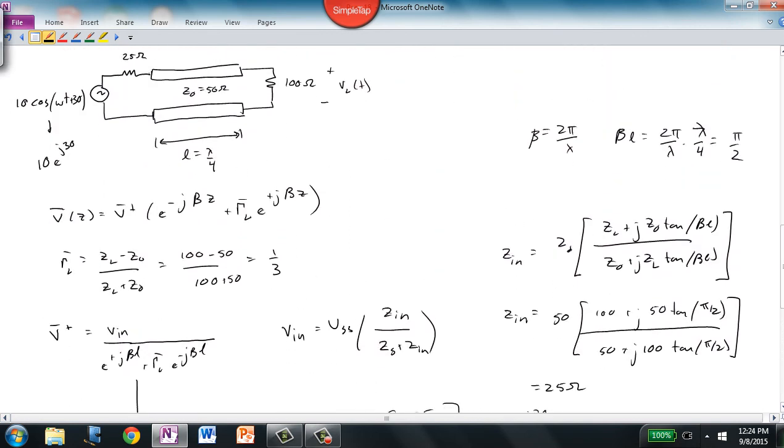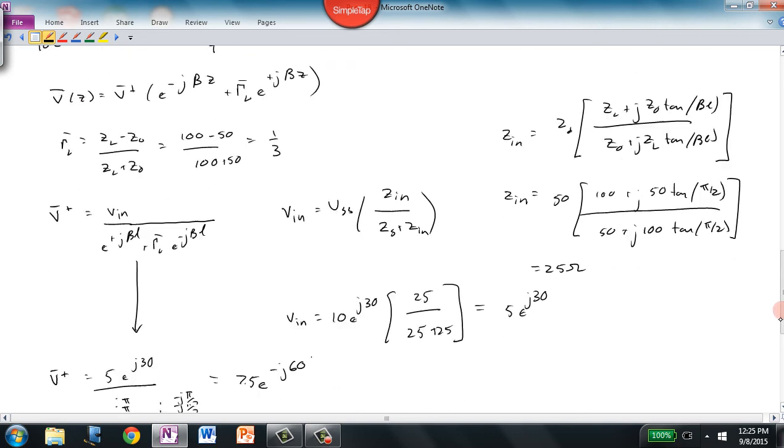So we see what happens in this case is that in the lossless transmission line, the voltage that appeared at the load was just phase shifted from the source by 90 degrees. That was the end result of that application.